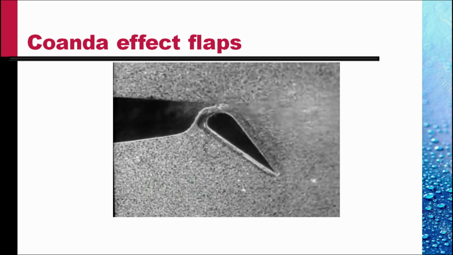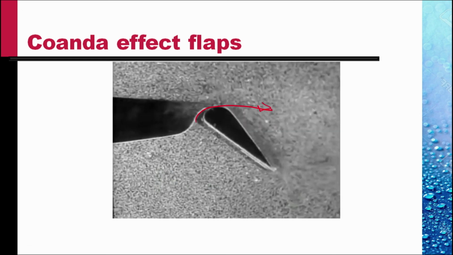So here we would see that the flow passing through this is going now like this, and if we bring them closer together, then the flow goes along this line. The flow follows the contour of the flap, and so the separation is delayed.